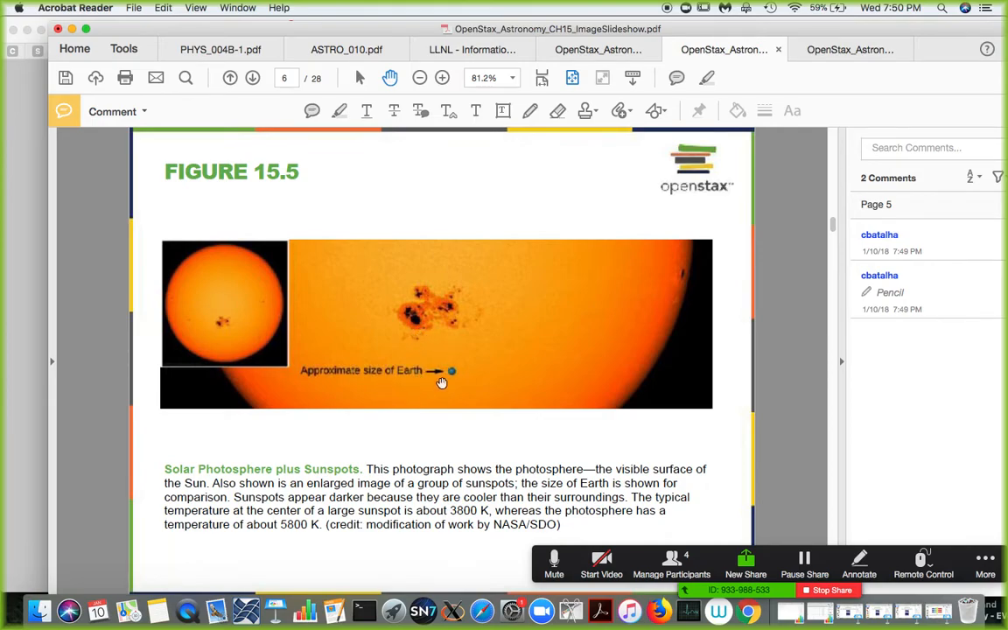The size of Earth is brought here to compare with the size of these spots. These spots are huge. They are two to three times as big as Earth. And the spots are dark because the region in there is cooler than the rest of the atmosphere. By contrast, we see them as dark spots.